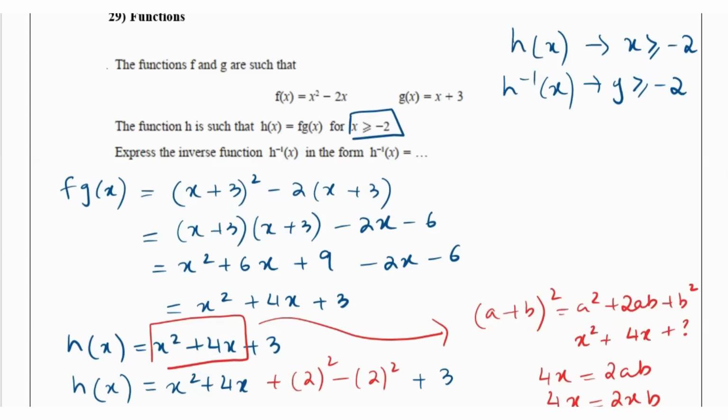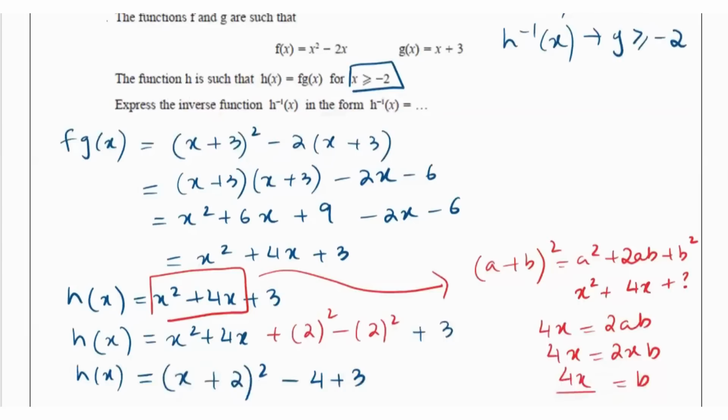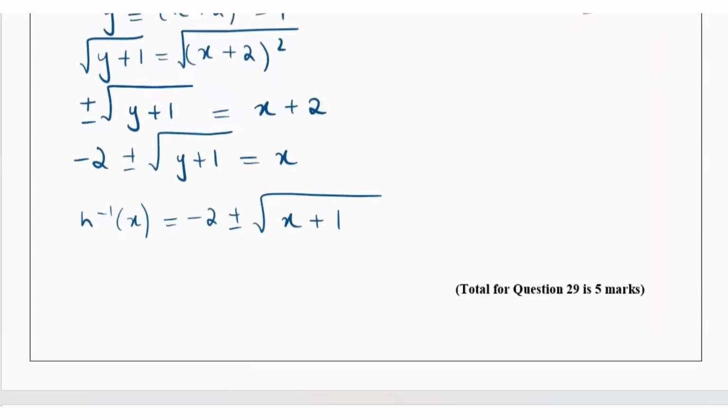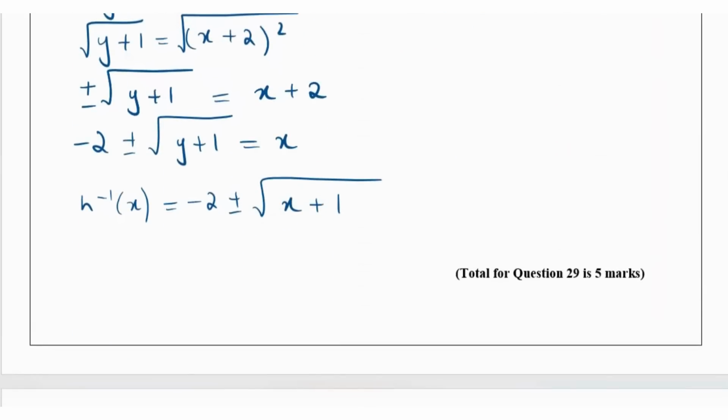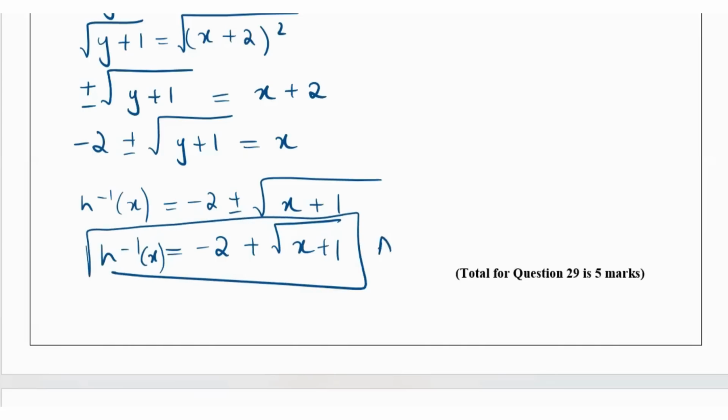So keeping that in mind, our inverse function has to be greater than or equal to -2. Greater than or equal to -2 would be -2 plus root of x plus 1. Minus root of x plus 1 would give us a value that's less than -2. Hence, this is your final inverse equation.